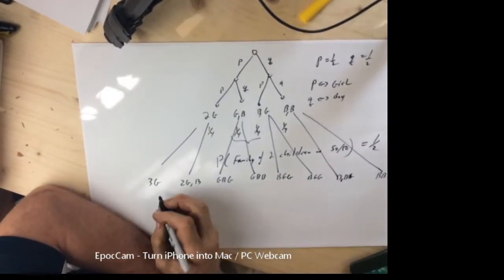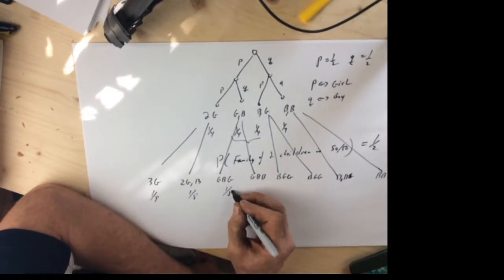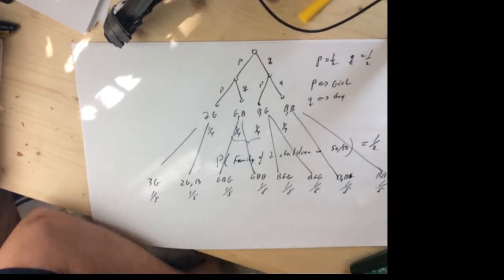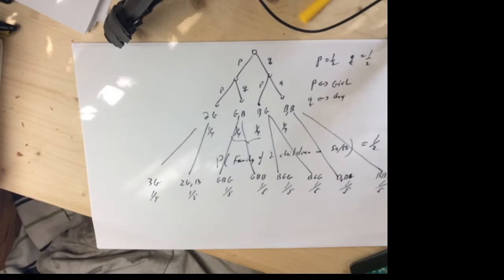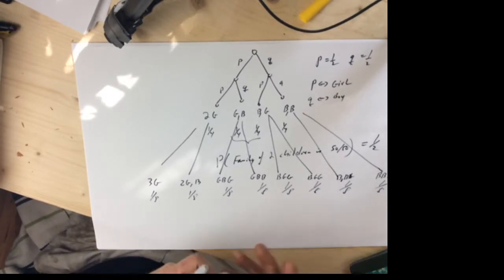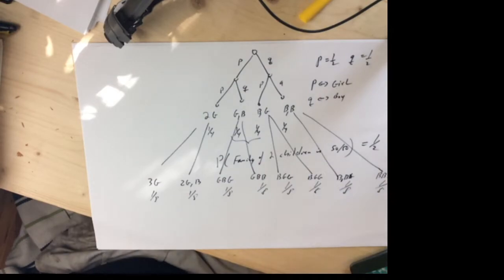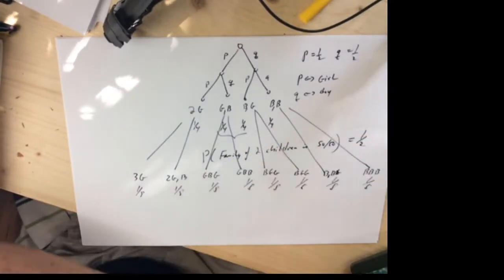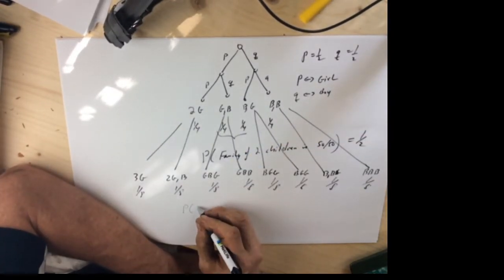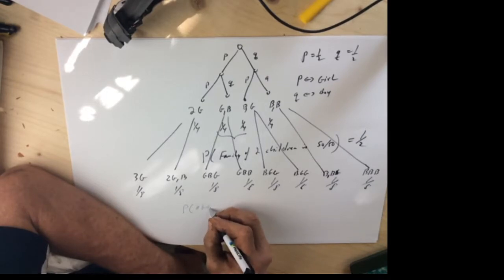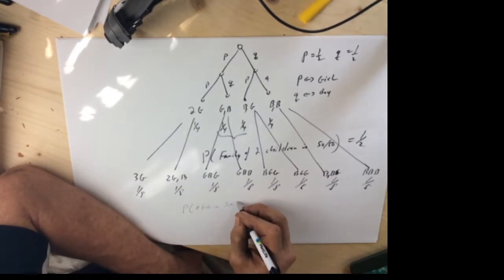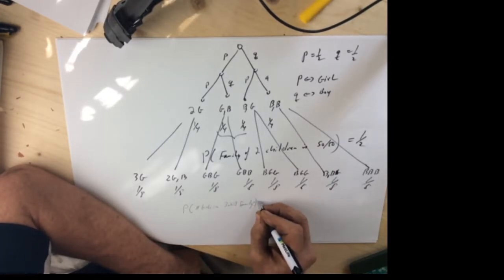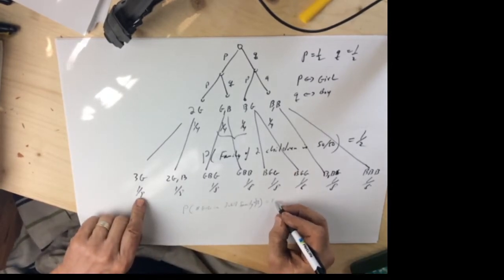8 possibilities, and this is a 1/8, 1/8, 1/8, 1/8, 1/8, 1/8, 1/8, 1/8. But now if we don't worry about the order in which this is happening, just like we asked about 2 kids in a family, we can ask the following question. What's the probability that the number of girls in a 3-child family equals 3? Well, that would be 1/8.